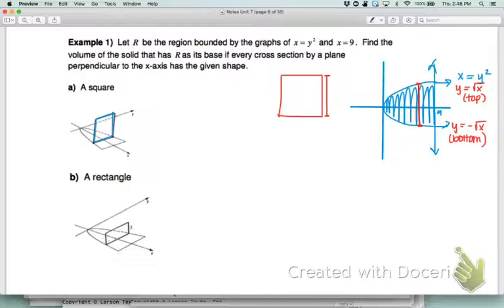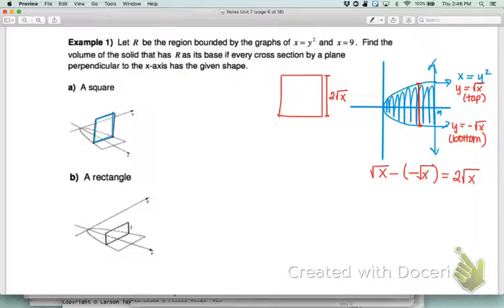So to figure out the length of that square, the length of one side, it's going to be top minus bottom, which is going to be the square root of x minus negative square root of x, which is going to be 2 root x. And so that is how we determine the side of our square.